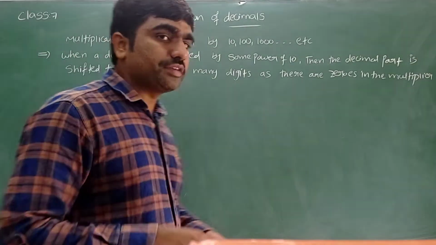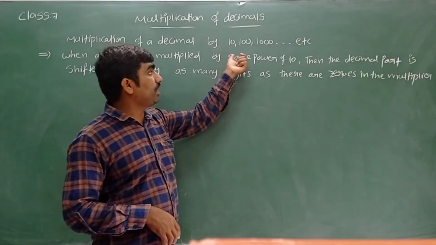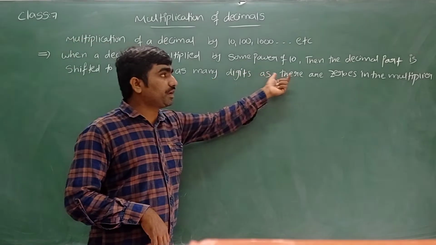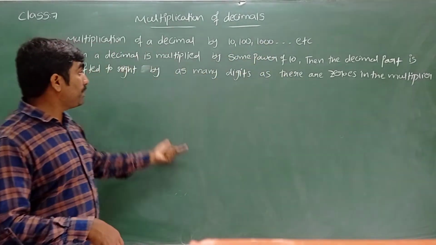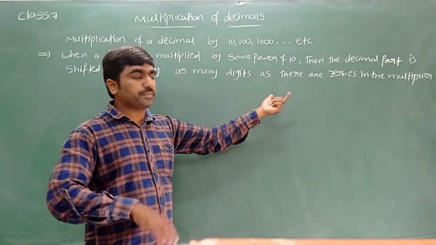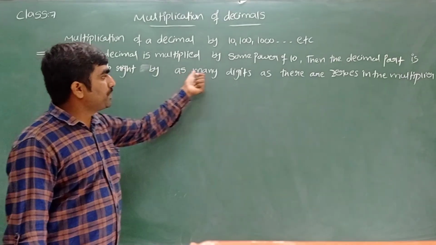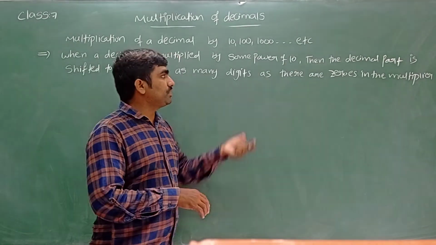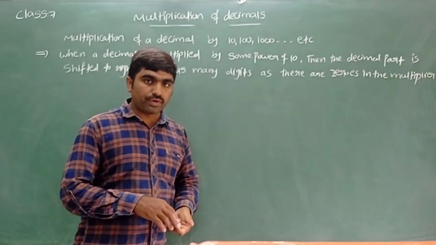Okay, children, let's see how to multiply a decimal by 10, 100, 1000, etc. I mean, when you are multiplying a decimal by some power of 10, it may be 10 power 1 or 10 power 2 or 10 power 3 or 10 power 4. When you are multiplying a decimal by some positive integral power of 10, then the decimal part is shifted to the right by as many digits as there are zeros in the multiplier.